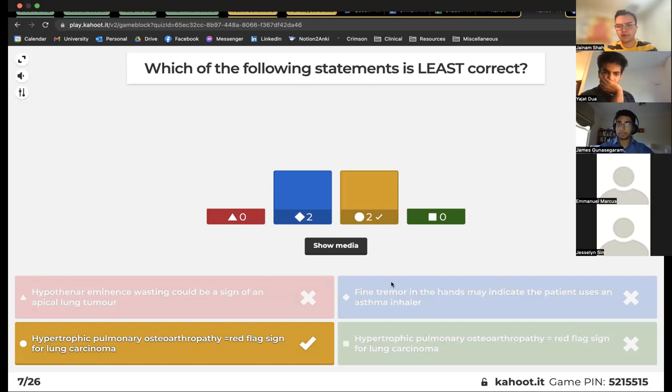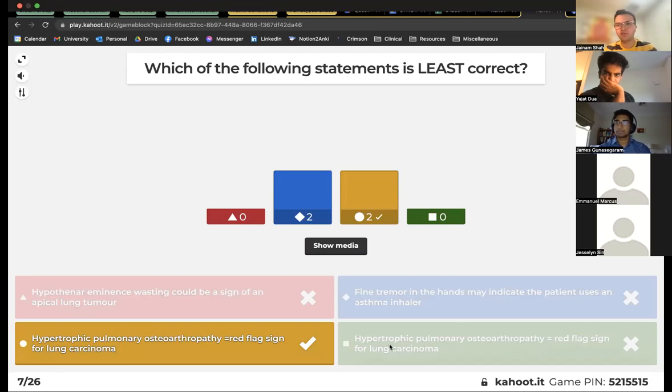The other ones, a fine tremor in the hands may indicate that the patient uses an asthma inhaler. I think we just mentioned that. So Yajat was talking about the fact that when you have a beta agonist medication, that can present in a patient as a fine tremor. And one way you can make that a bit more obvious, because fine tremors are fine by definition, is to put a piece of paper on their hands while it's extended out, and you can see the paper vibrate a little bit, which indicates that they're having that tremor.